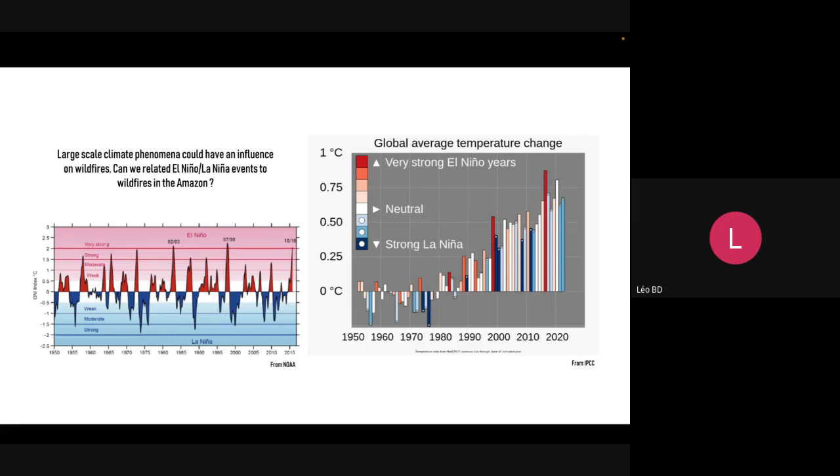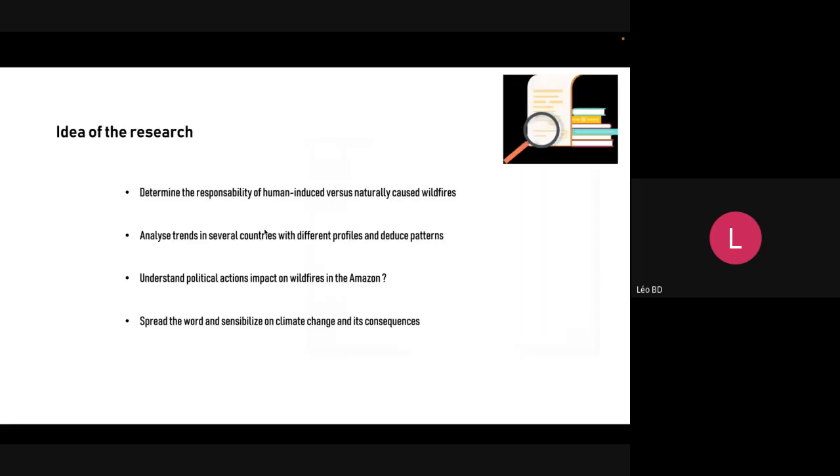So if you take a quick look at the graphs, you can see that, for example, in 2015 there was a really, really strong El Niño event. This is the same year that we saw a big increase in wildfires and in CO2 emissions in the graphs that I was showing you before. So it's already interesting. In 98 as well, a really strong event. So let's move on now.